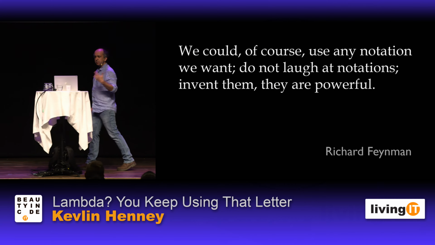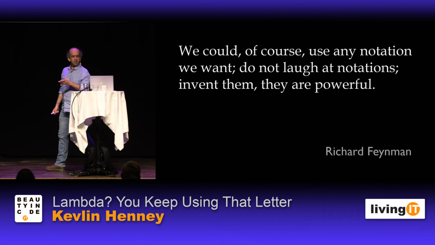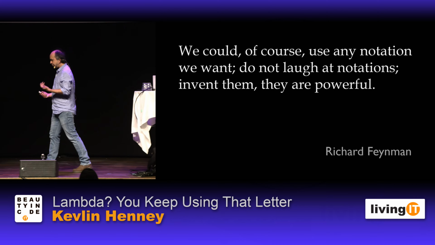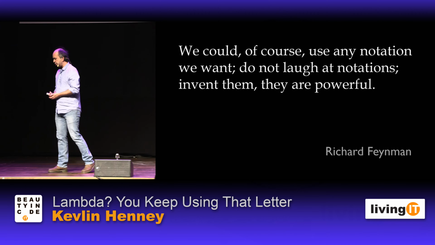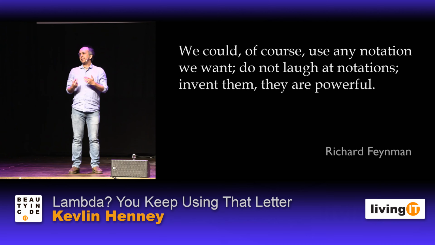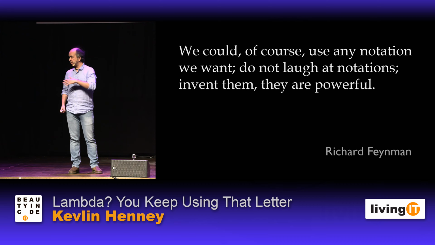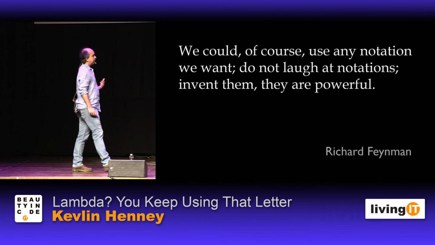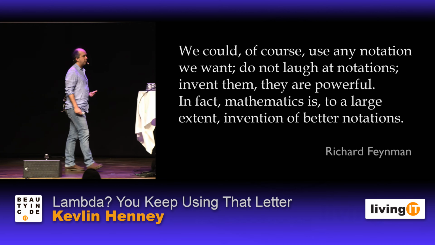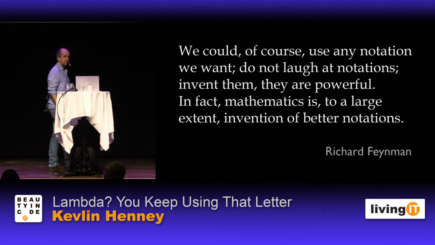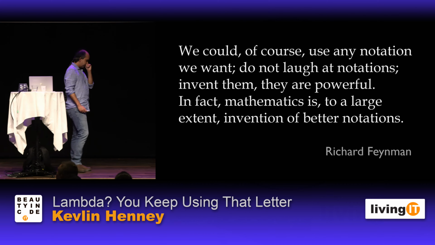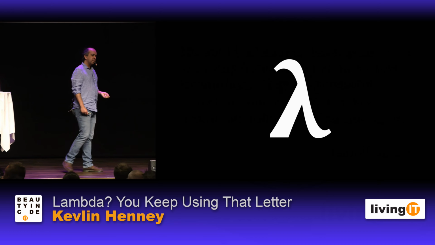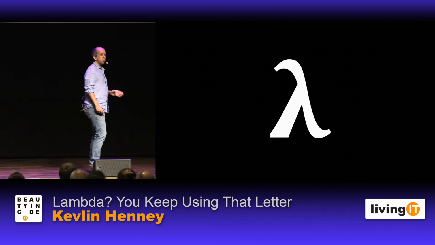We could, of course, use any notation we want. Do not laugh at notations. Invent them. They are powerful. This is Richard Feynman's observation. We've seen that lambdas pop up in various different ways, and we understand there are lots of different notations for objects, procedures, and everything. But there is a kind of question here. In fact, mathematics is, to a large extent, the invention of better notations. Why did Church use lambda? Well, there are a number of different stories.